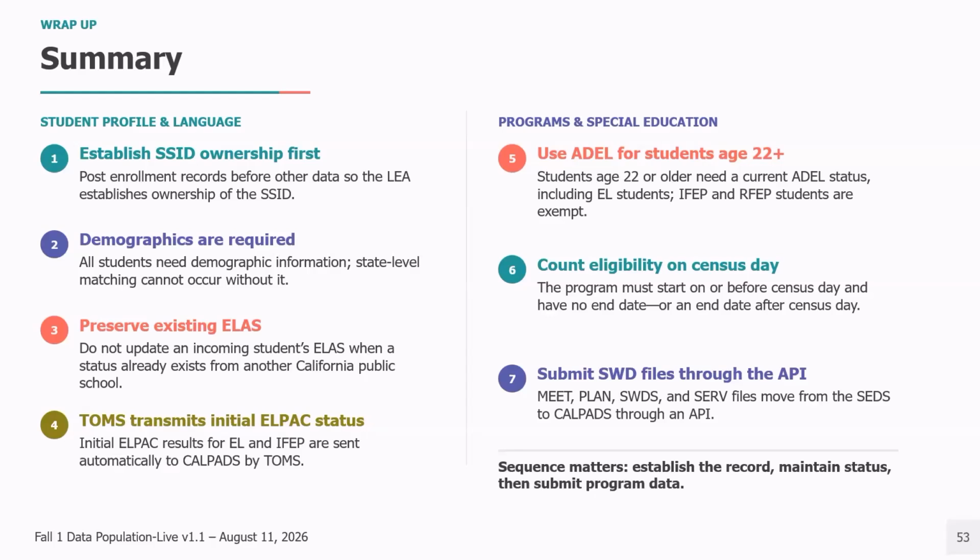Seven, submit your student with disability files through the API. There is functionality that allows you to submit student with disability records in CalPADS using online maintenance and even through a batch file if need be. But the most efficient method is to use the API directly from your CSIS system into CalPADS. This will ensure the data that's coming from your CSIS system is mirrored in CalPADS. We want all the data to be the same.